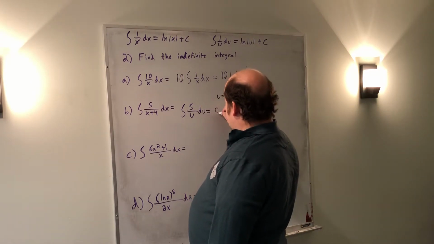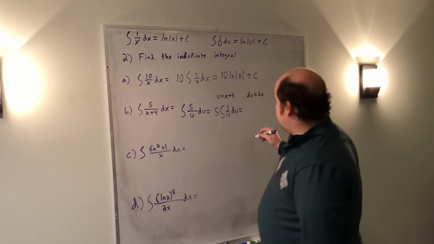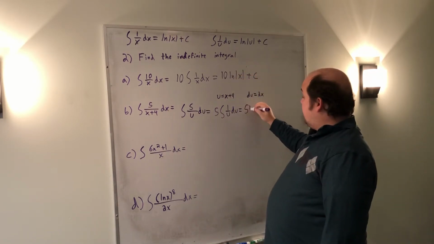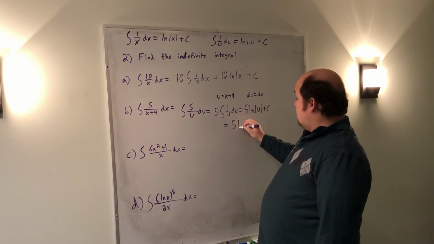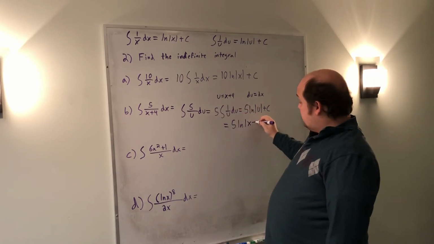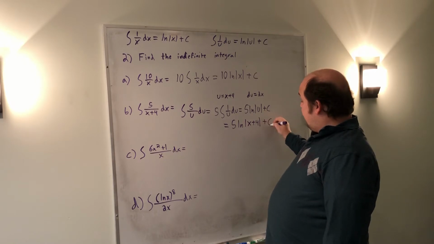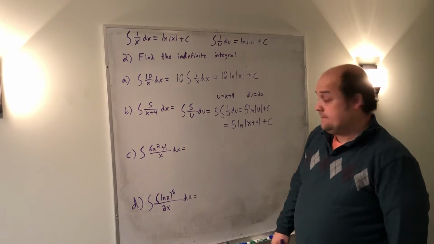This is the same thing as 5 times the integral of 1 over u du. So it becomes 5, the ln of the absolute value of u plus c. Last thing I have to do is just replace that u with what u stands for, x plus 4. So my final answer is 5, the ln of x plus 4 plus c.